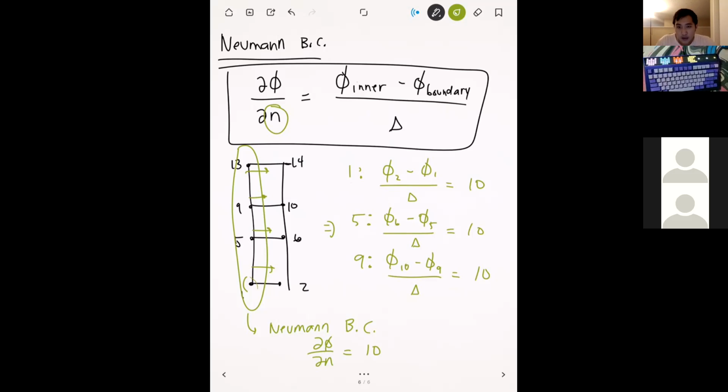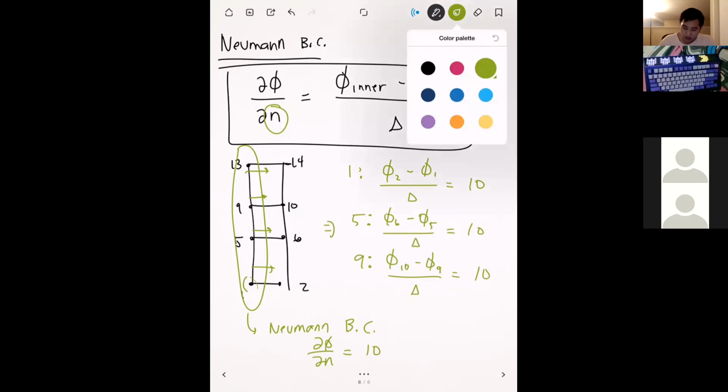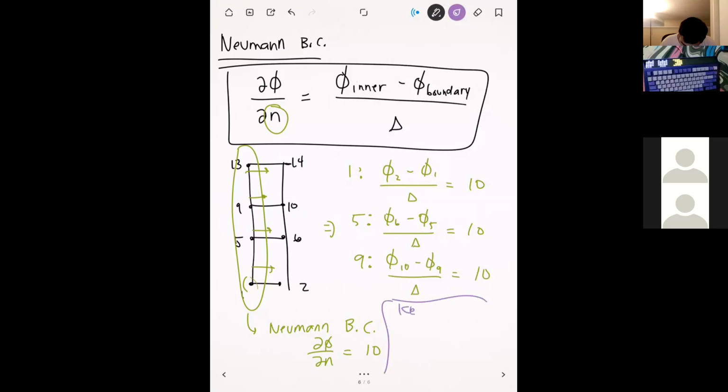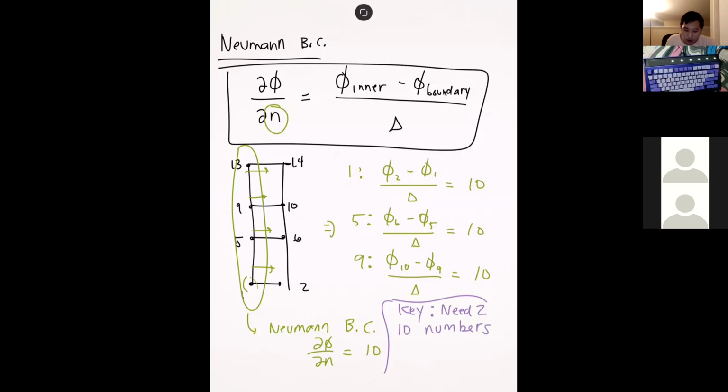The key point here when you're doing Neumann boundary conditions is that you're going to need ID numbers for 2 different nodes. You need the ID number of not only the boundary node, which I call my ID because that's my ID number, you also need the ID number for the interior node, which I'll call inner ID.